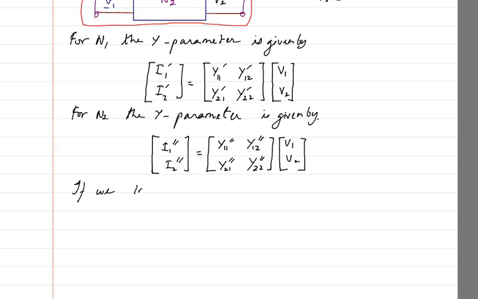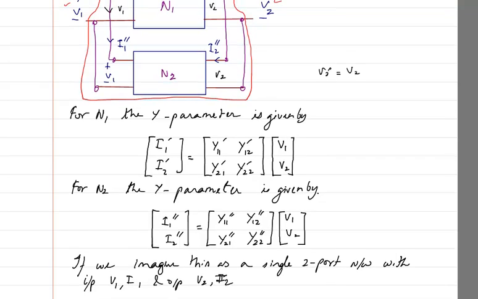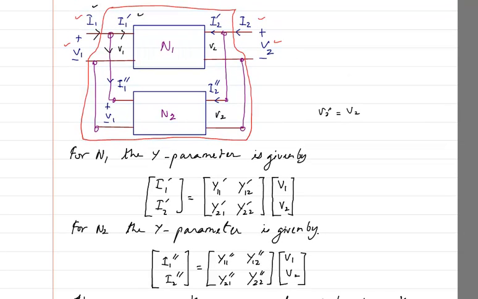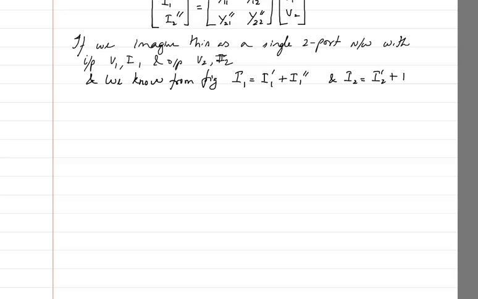So if we imagine this as a single two port network with input V1, I1 and output V2, I2, then I can write what is the value in between and all. But now see, I1 is what? I1 is I1 dash plus I1 double dash. We know from the figure that I1 is going to be I1 dash plus I1 double dash, and I2 is going to be I2 dash plus I2 double dash.